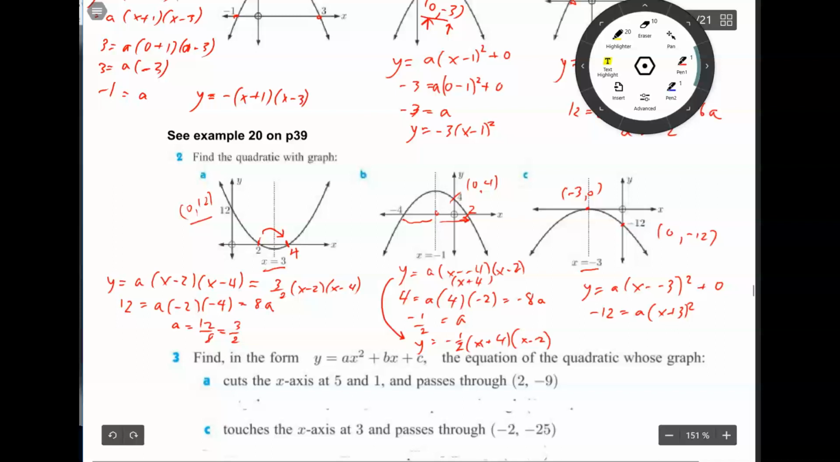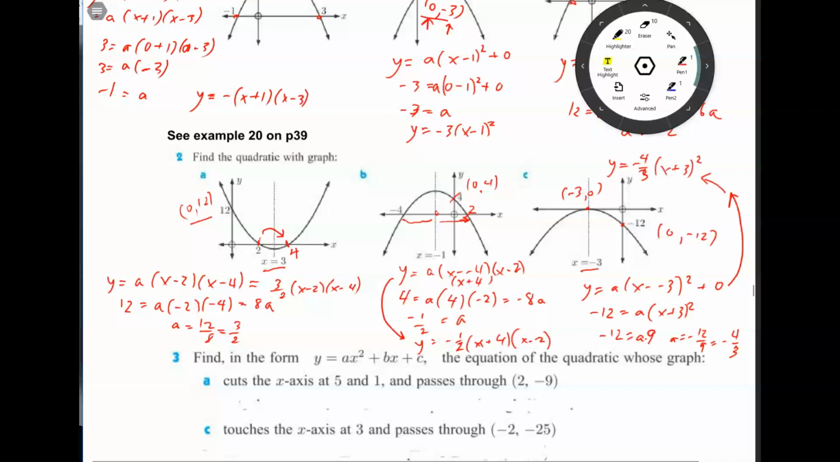And then I can solve for a. I can fill in 0 for x. So it'll be negative 12 equals a times 0 plus 3, which is 3 squared, which is 9. A times 9. And so a is equal to negative 12 ninths, which is equal to negative 4 thirds. And so if I want to rewrite the equation, I could rewrite it as y equals negative 4 thirds times x plus 3 squared. Okay, so that's the answer for that one.